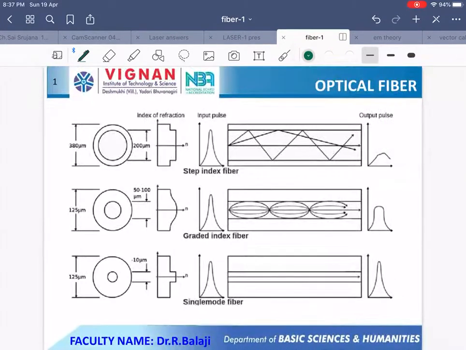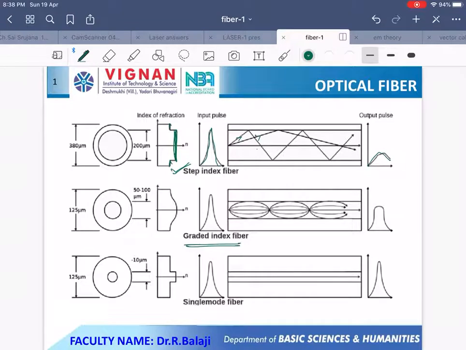When we observe this simple diagram, the first one is the step index optical fiber. In a step index optical fiber, throughout the core the refractive index value remains the same, and the cladding has its own refractive index. These represent the number of modes propagating through the optical fiber. This is the given signal and this is the obtained signal. So here the dispersion losses, or communication losses, are more.